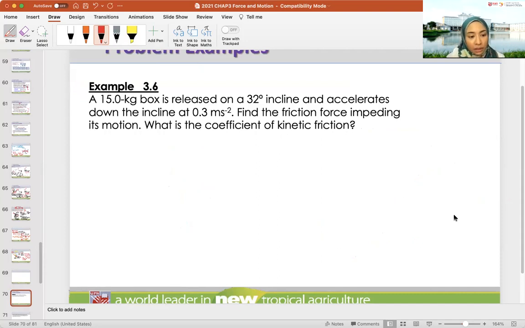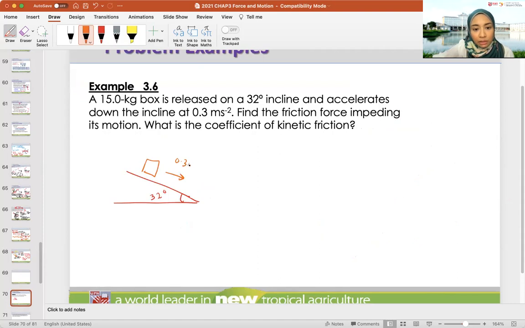Okay, I'm going to show you guys how to do an example of a linear motion yang ada ma. And then for the next example, I'm going to expect you guys to help me ataupun to do it for me. Okay, so this one, a 15 kilogram box is released on a 32 degrees incline. So please pay attention how to do ma punya situation. 32 degrees, and then accelerates down the incline at 0.3 meter per second squared. So this is your A.